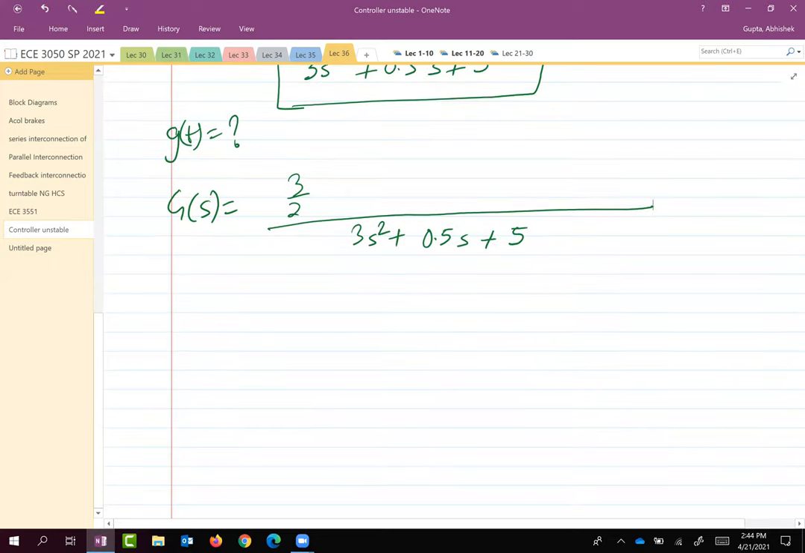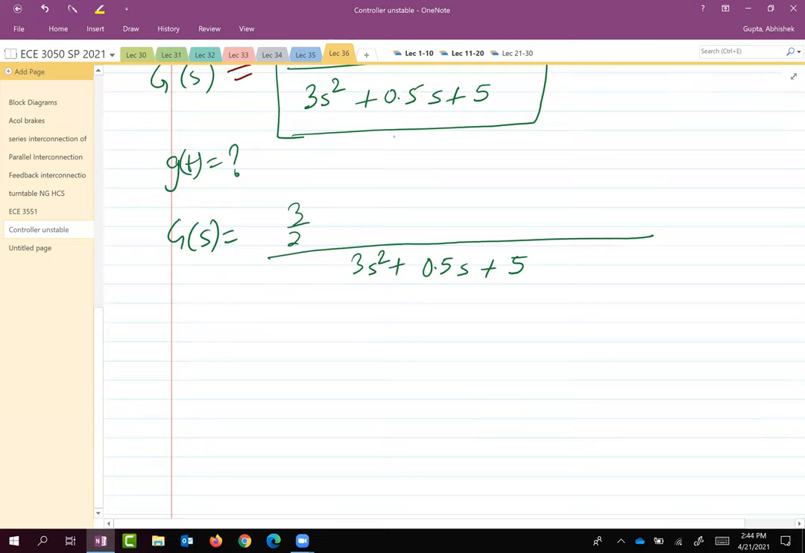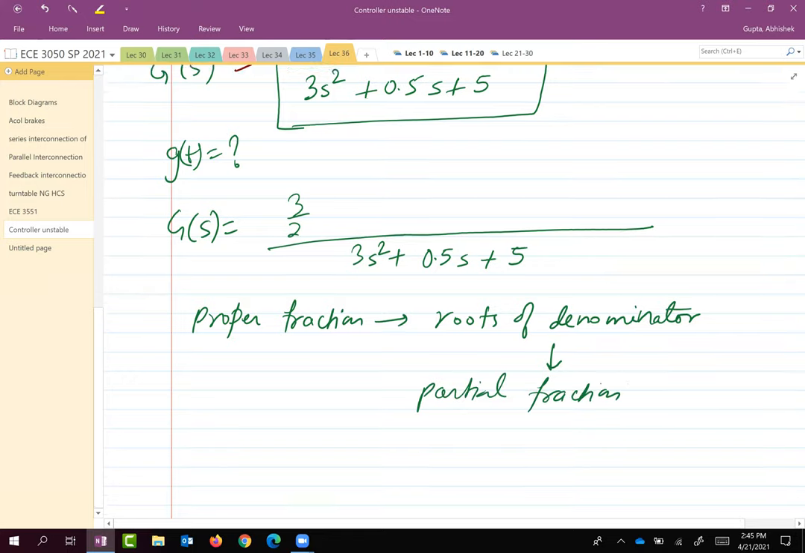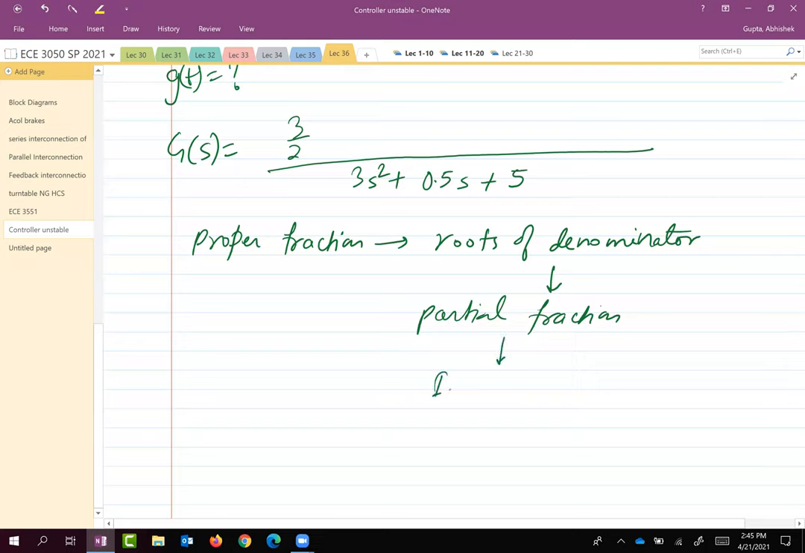But anyways, I think the recipe is once you get it in a proper fraction form, then you use the partial fraction. So in order to do the partial fraction, you need to know the roots of the denominator. So you get the proper fraction form, then you find out the roots of the denominator, and then you use partial fraction, which I'm sure you're all aware of. And then you use inverse Laplace transform to get g of t equals to blah, blah, blah.